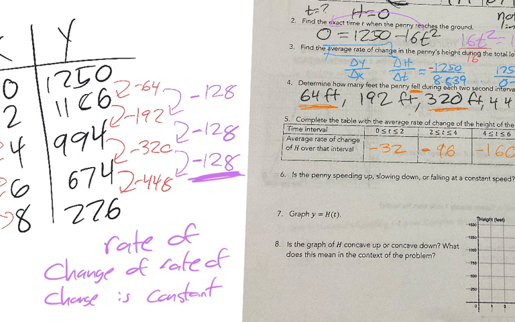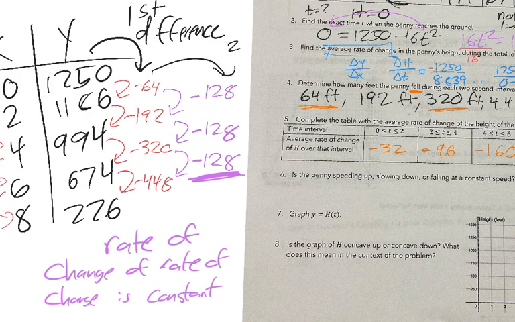What this is called, to go from here to here, this is called the first difference. So my first difference wasn't constant. But to go from here to here, this is called the second difference. Okay? And the second difference was constant. If the second difference is constant, that means this is a degree 2 polynomial.